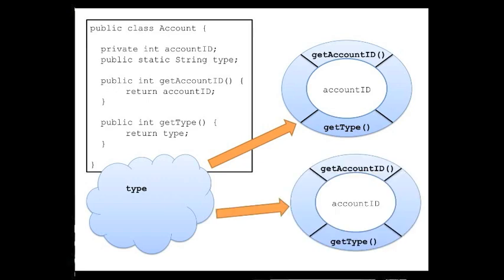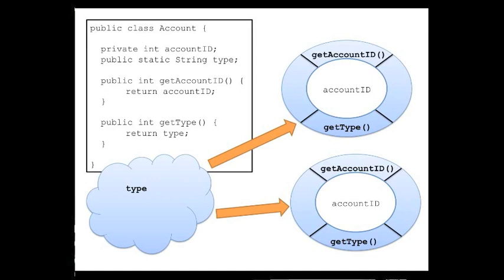Let's go ahead and create another object. Now I've got two copies of the account ID property in memory, and two copies of the get account ID method and two copies of the get type method in memory. But notice I still only have a single copy of the type variable in memory, and this will continue. The more objects I create, there will only ever be a single copy of the type variable in memory, and that means that static variables are shared by all instances of a class.